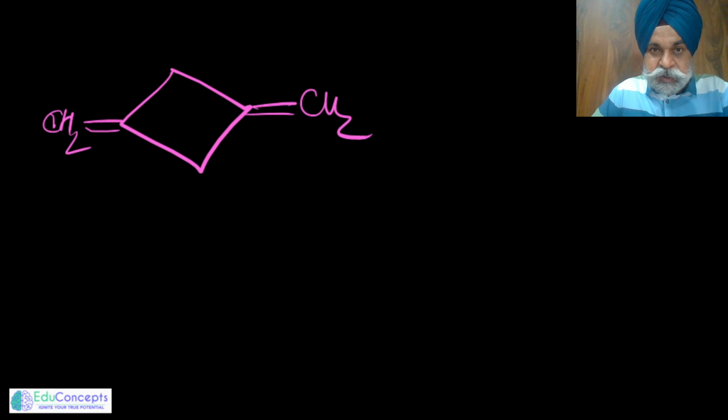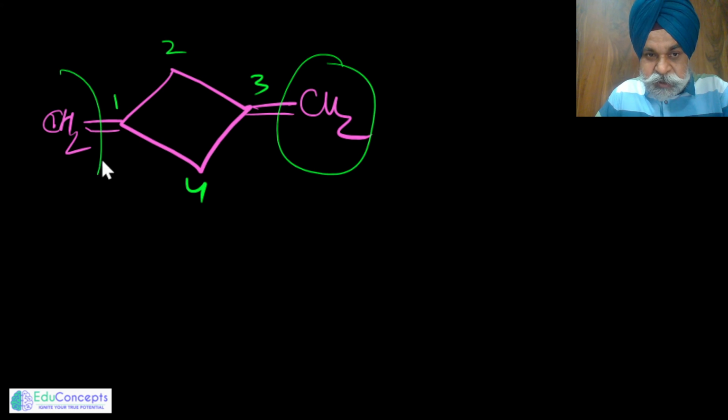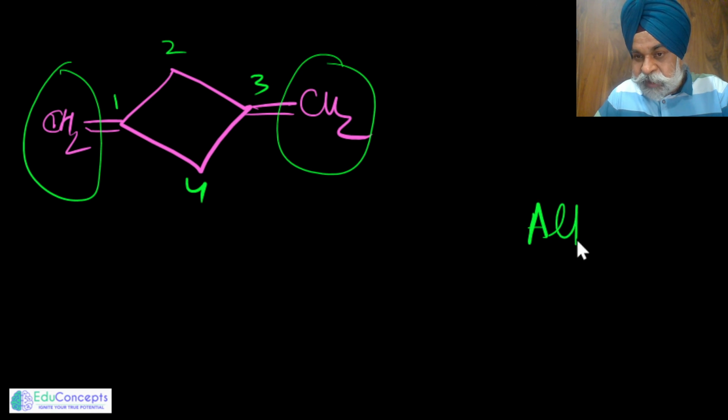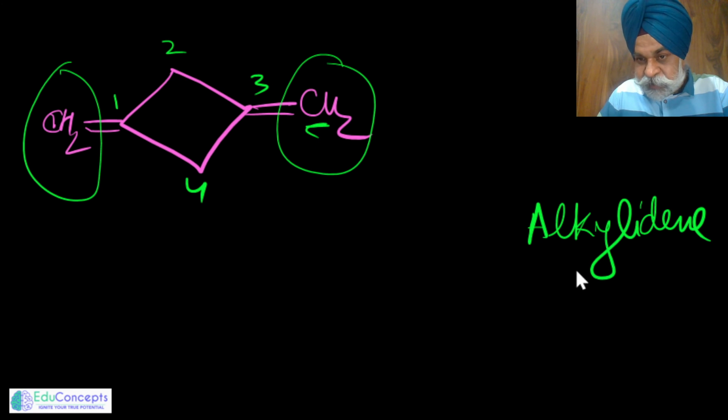So now here IUPAC naming is being asked. You are being given this compound, and now this is your main carbon chain, 1, 2, 3, 4. This part would be treated as a prefix. When any radical is attached to the main carbon chain through a double bond, then it is to be referred to as alkylidene. Here the alk is 1 carbon, that is meth, so we will be saying methylidene.